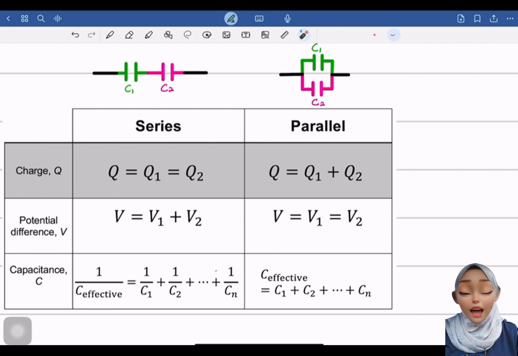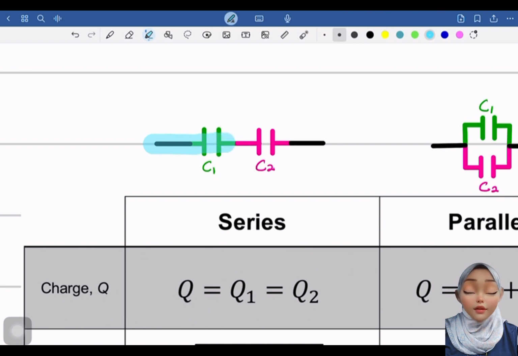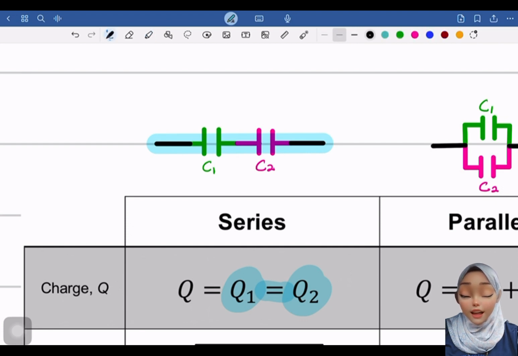So for example, we have this one for in series. We have a big river. The amount of water that passed through capacitor 1 is the same as the amount that passed through C2. So we can say that Q1 equals Q2. So we can see this one is like the amount of water, like that.